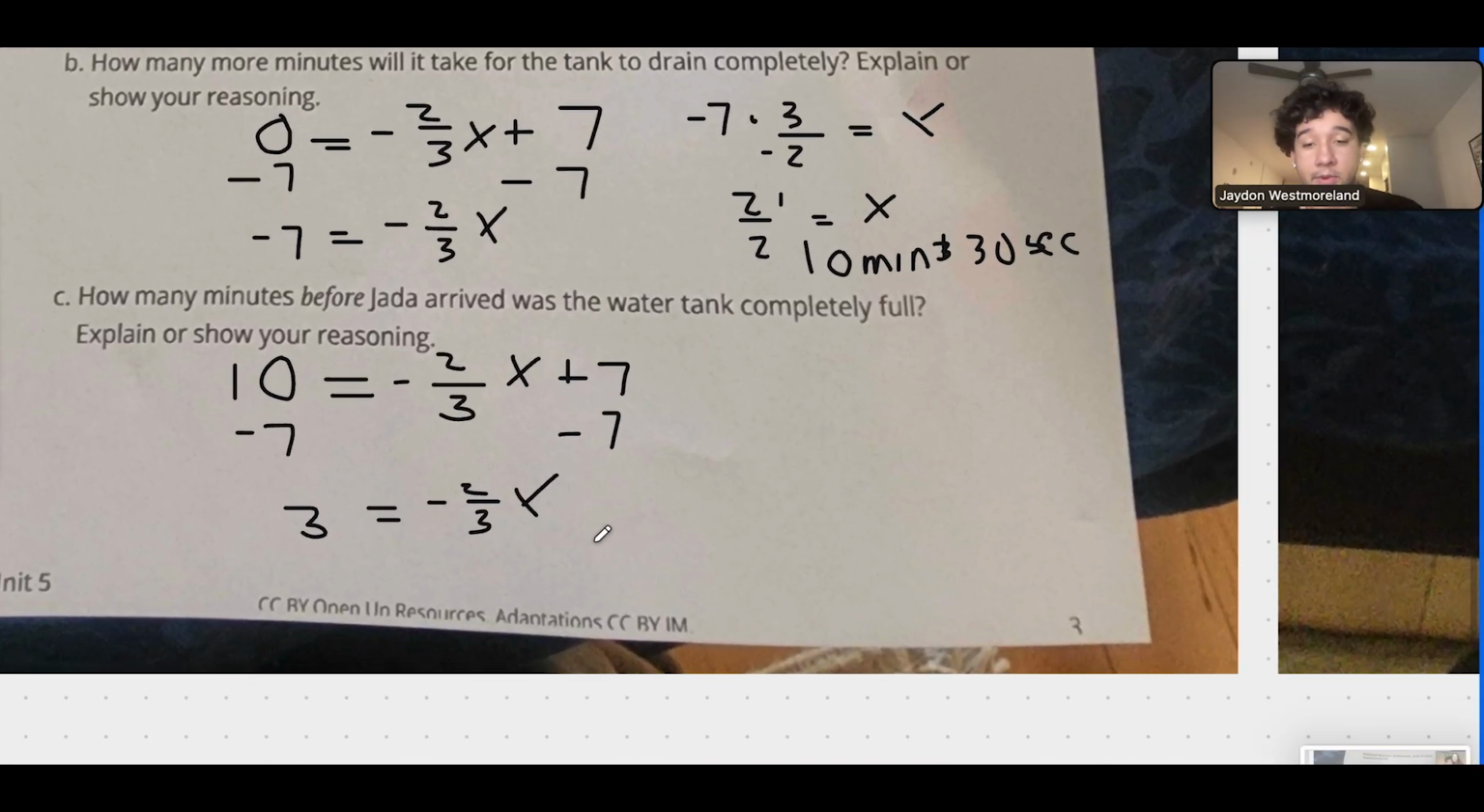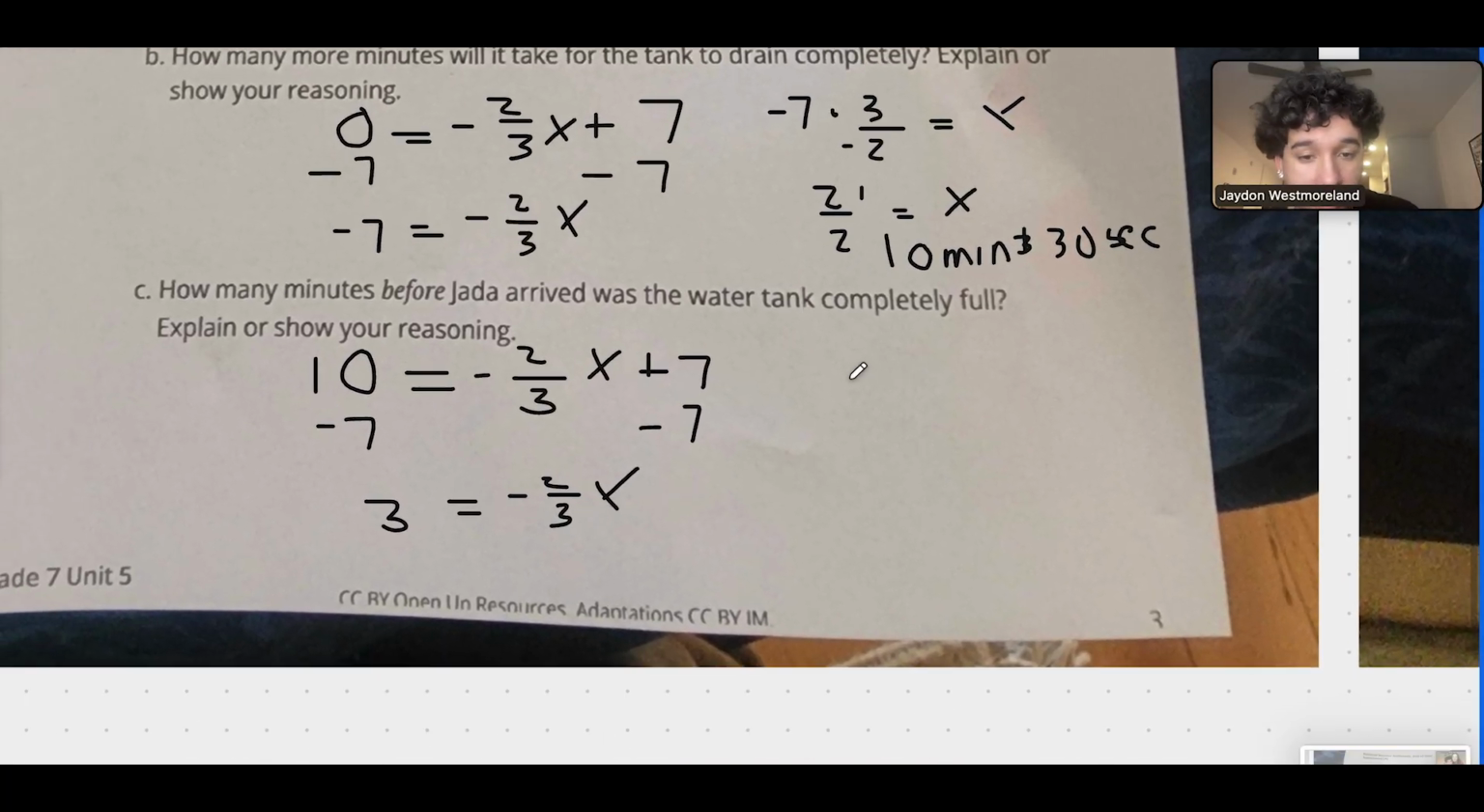And then what's going to happen here, I'm going to do the same thing. So I'm going to multiply by the reciprocal. So 3 times negative 3/2 is equal to x. And then we got negative 9/2 is equal to x. Now, why is it negative? The reason why it's negative is because it was before, right? So in other words, 4.5 minutes earlier, it was full. That's the reason why this one is negative. So that negative value actually makes sense.